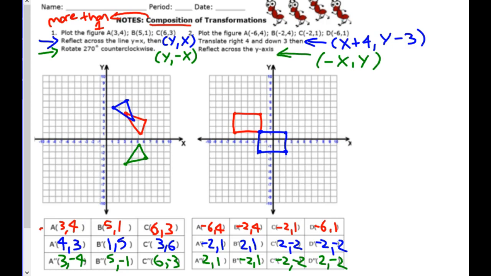Drop the mic. 2, 1, right there. Negative 2, 1. Negative 2, negative 2. Right there. 2, negative 2. What the heck happened? All the points, all the vertices look like they're in the same place, but they've actually reflected.